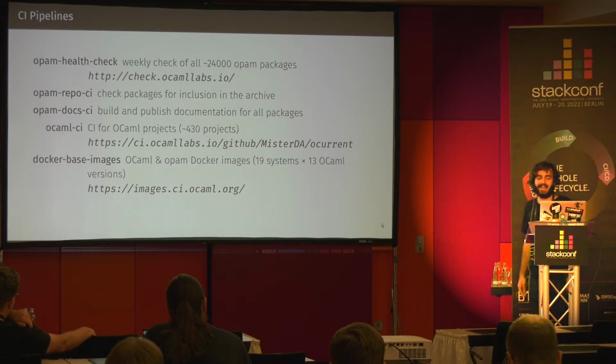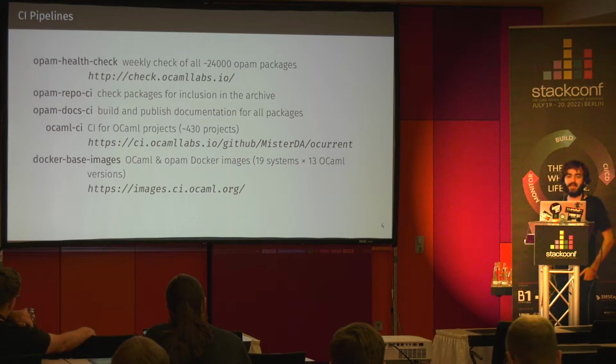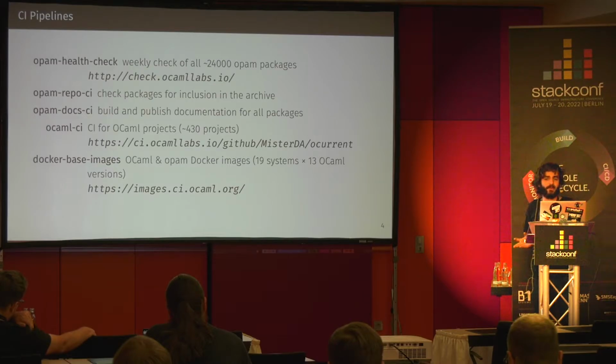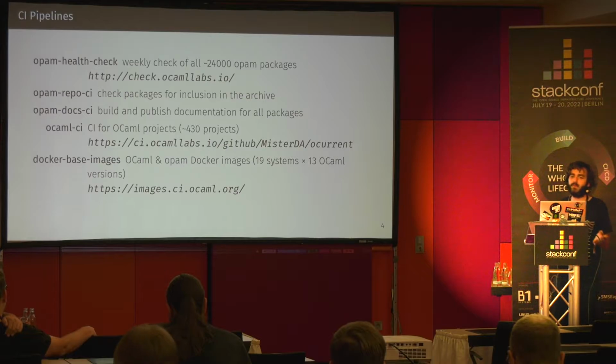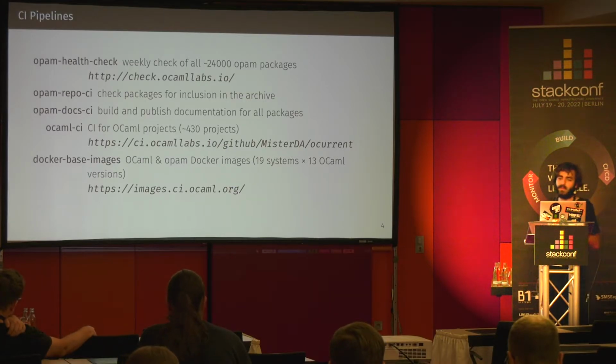And one I really like is the Docker base image pipeline. This one is a huge pipeline that builds OCaml and OPAM Docker images. So they pre-install the compiler and all of the tooling on Docker images. And it runs on lots of Linux distributions. It also builds Windows native images, for 13 different OCaml versions and configurations of the compiler.